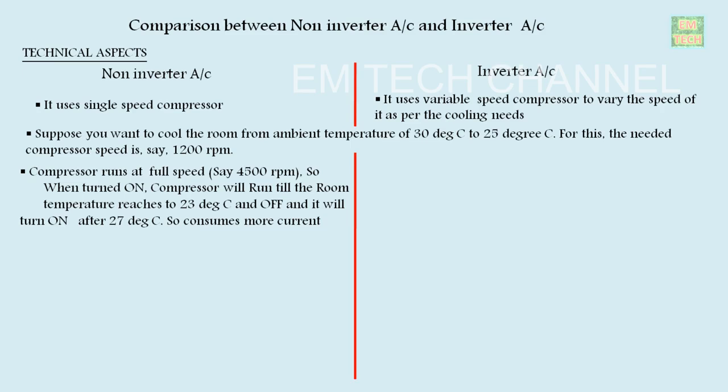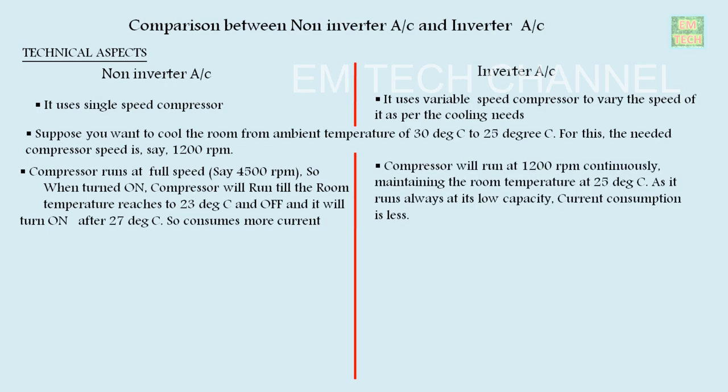Again, when the temperature rises to 27 degrees Celsius, it will switch on at full speed and the process continues. In inverter AC, once it reaches the target value of 25 degrees, the compressor adjusts its speed to 1200 rpm to maintain the temperature and will continuously run at 1200 rpm.